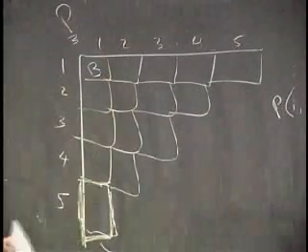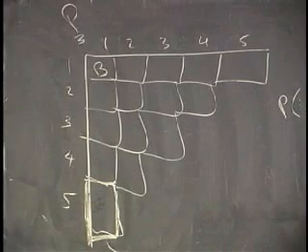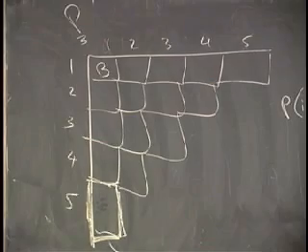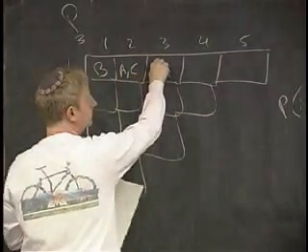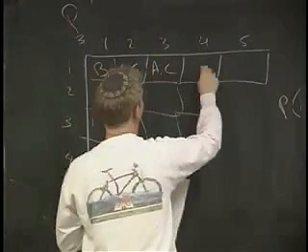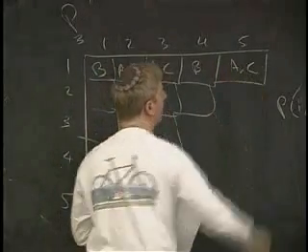2, 1. And C. That's the 0. Second character, 1 character long. So A and C. 3, 1. It's the same character, A and C. 4, 1 is B, and 5, and C.